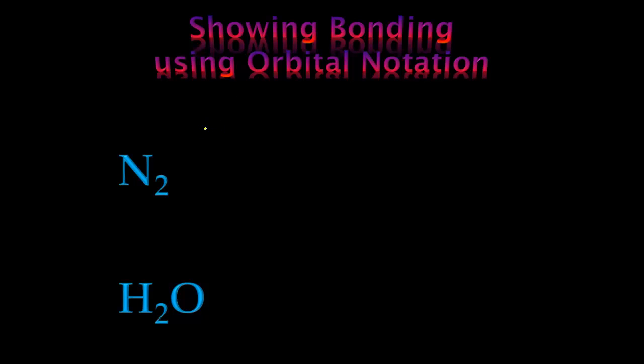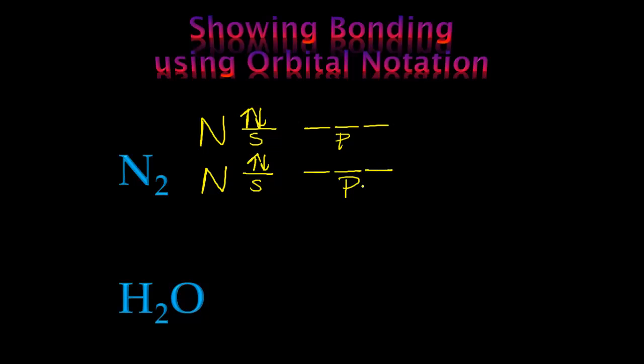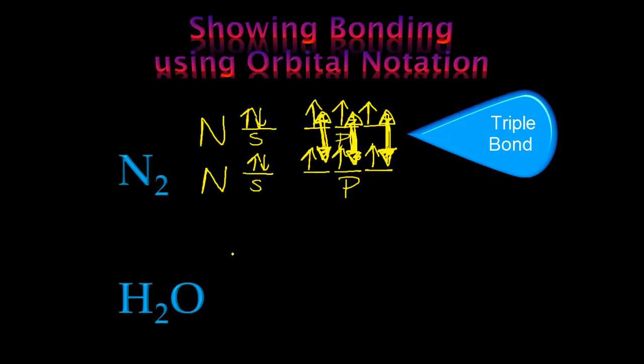For example, N2. If we look at N, it has its S full, and now we look at the P, and it is 3 over in P. So we have 1, 2, 3, again filling according to Hund's rule. So it's got 3 electrons it can still take in. It's got room for 3 more. So it's going to share here and make a bond. It's going to share here and make a bond. And it's going to share here because each of these orbitals has 1 electron it can share. And then we have H2O.